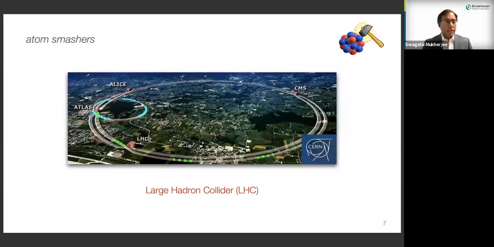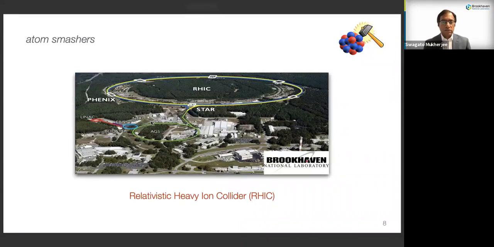So these kinds of atom smashers exist. Obviously, one famous example is the Large Hadron Collider at CERN. Particularly, this ALICE experiment here is dedicated to studying the properties of such matter. There's also another accelerator which is still going on, which is my home right now, the Brookhaven lab with the Relativistic Heavy Ion Collider.